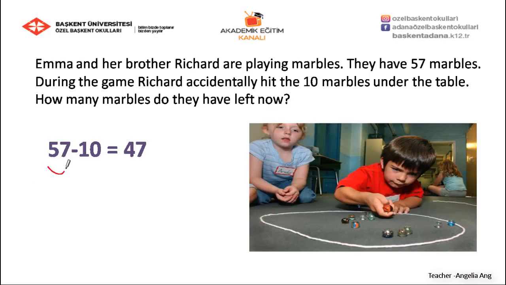They have 57 and they lost 10, so 57 minus 10 equals 47. They have 47 marbles left.